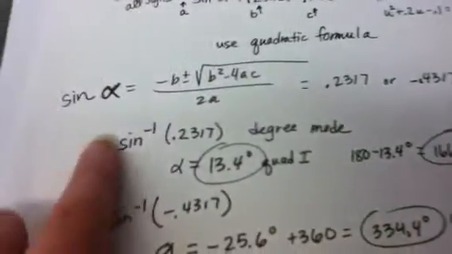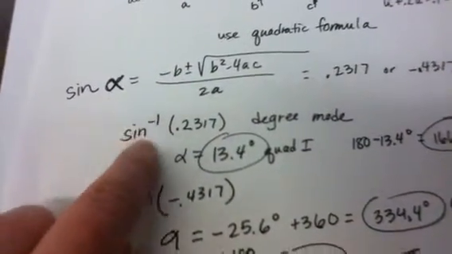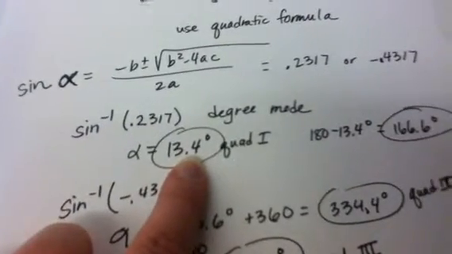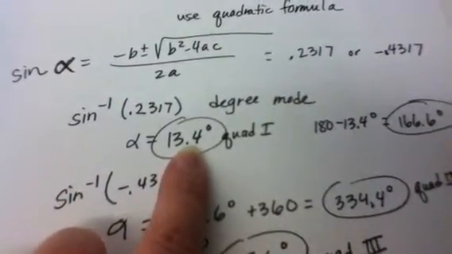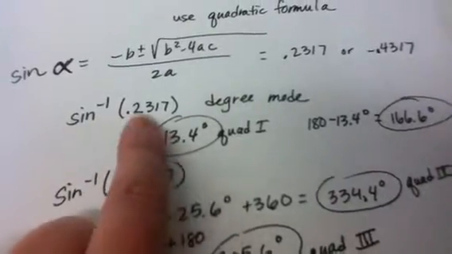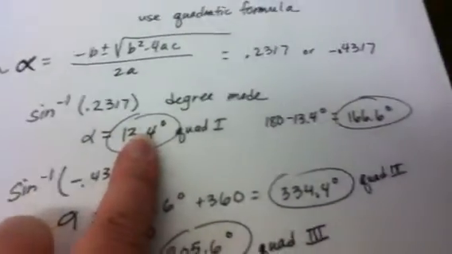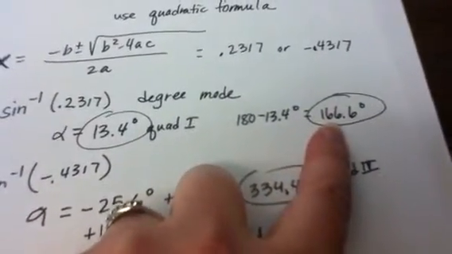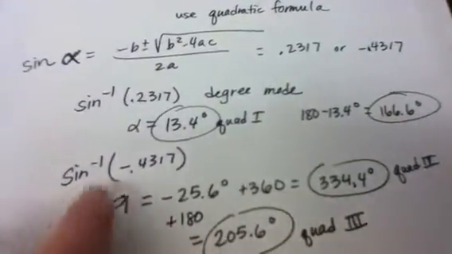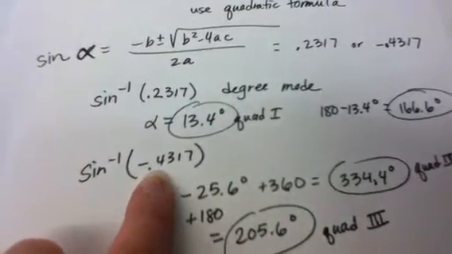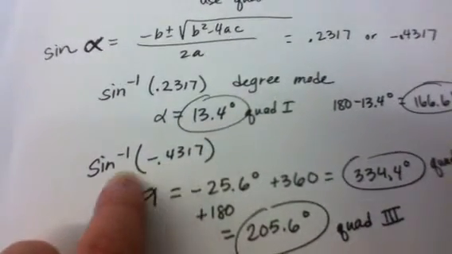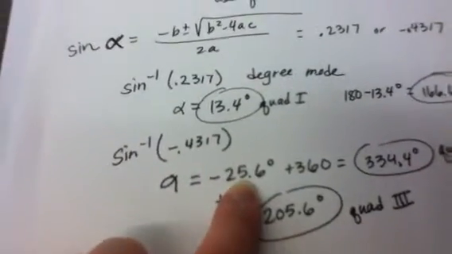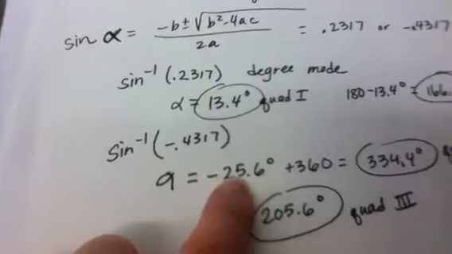Okay. Then, because this is equal to sine alpha, we have to take the inverse sine of that to get the actual number of degrees. First we have a quadrant 1 answer, because that's what our calculator gives us for a positive value. We also have to find the quadrant 2 answer, because sine is also positive in quadrant 2. Then we take the negative value we got from the quadratic formula and plug that into our calculator using inverse sine.